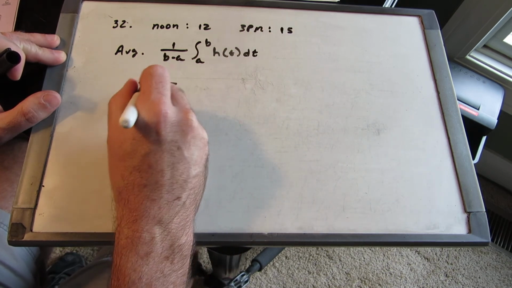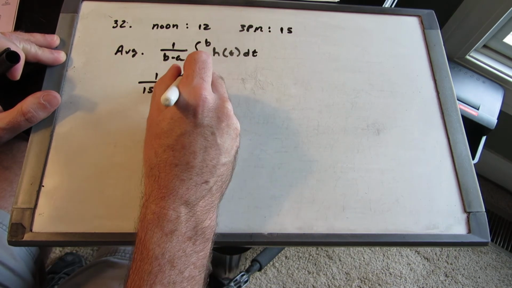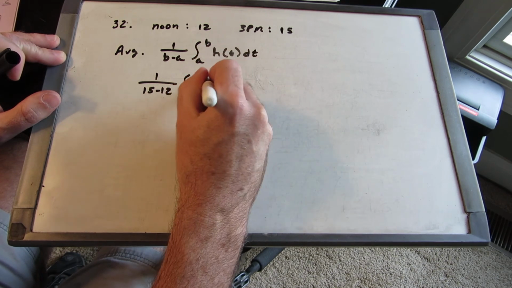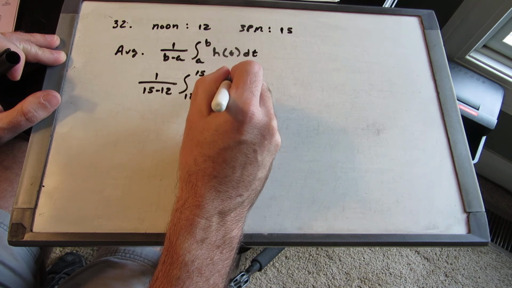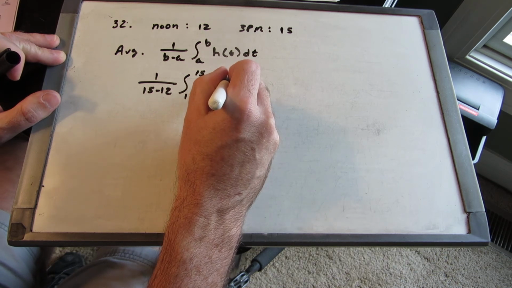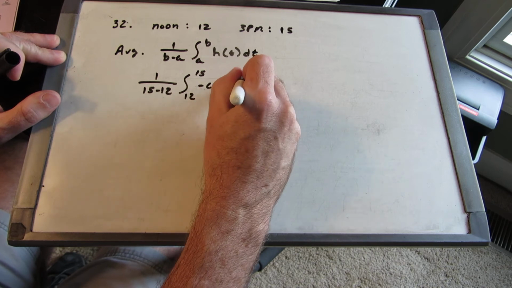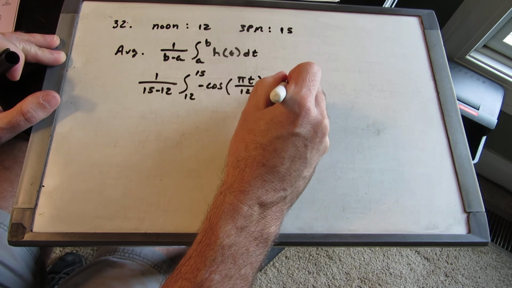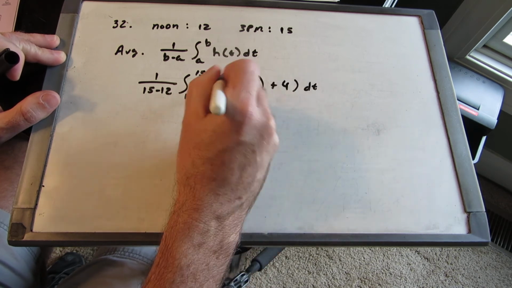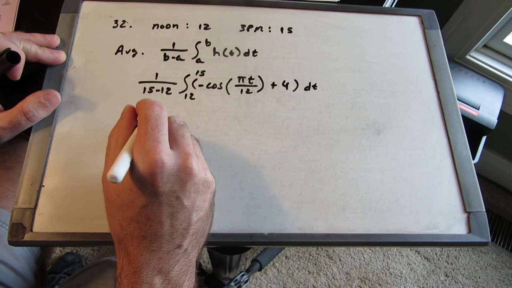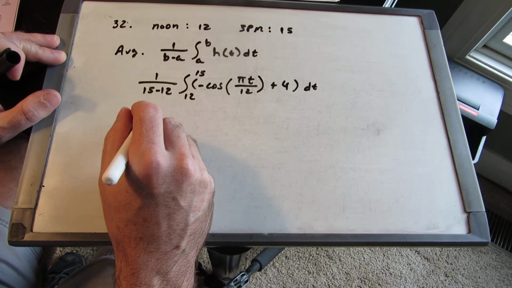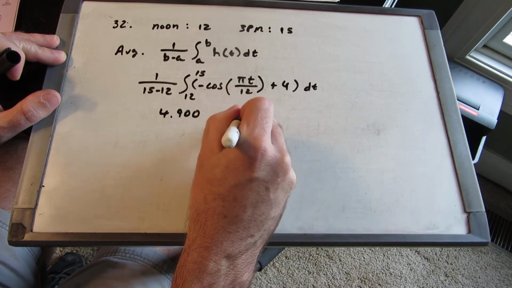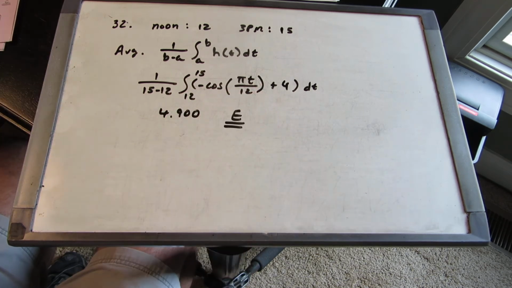So that's going to be 1 over 15 minus 12, integrate from 12 to 15, of minus cosine pi t over 12 plus 4 dt. So you can try that in your calculator. But the answer that you should get is 4.9, about 4.900, which is selection E.